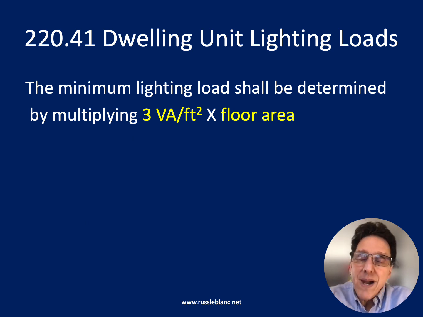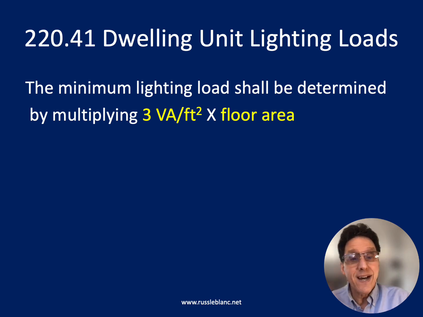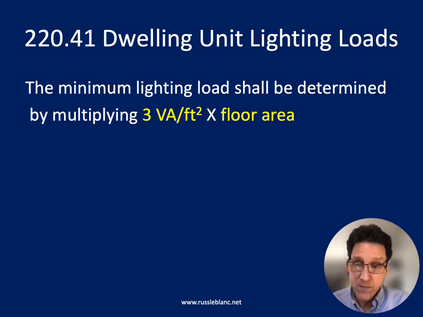The minimum lighting load gets determined by multiplying that unit load of 3 volt amps per square foot times the floor area. So that's pretty straightforward. Floor area times 3 volt amps per square foot, that gives us the minimum lighting load. And then there are some demands we can apply to that.